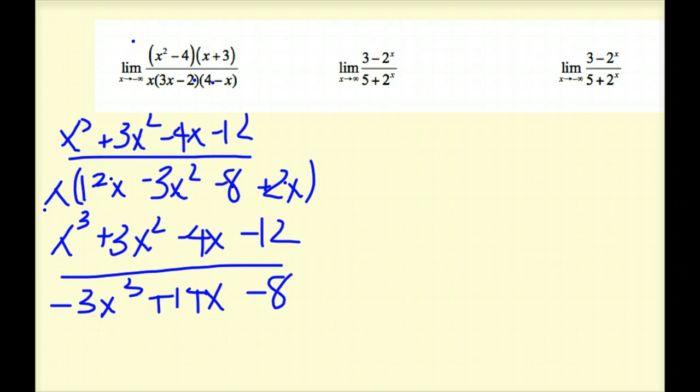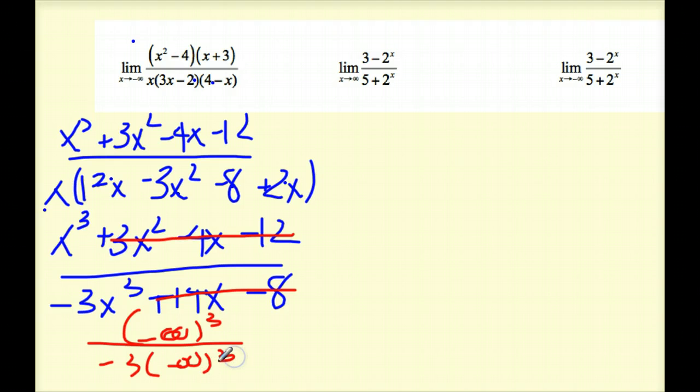So like before, everything that's a value less than the highest degree does not matter over here. I'm going to plug in a negative infinity, so what I get is negative infinity cubed divided by negative 3 times negative infinity cubed. As you notice, these are going to cancel, and I'm going to get a 1 over negative 3. So my asymptote here is going to be, I'll write it right over here, y is equal to negative 1 over 3.